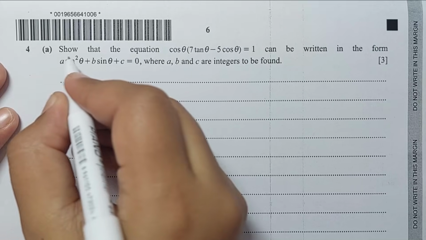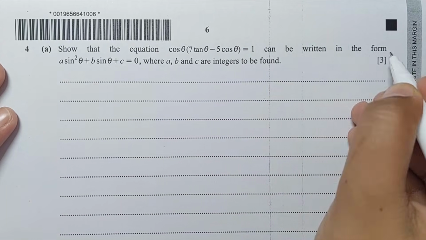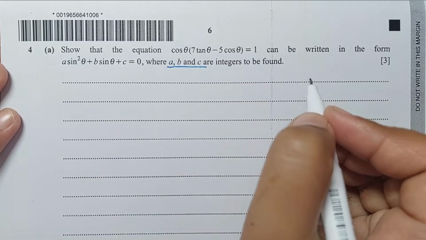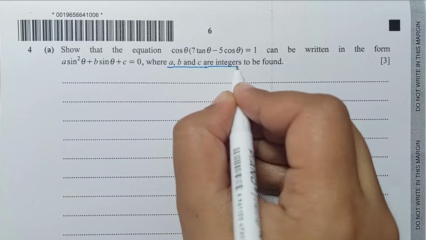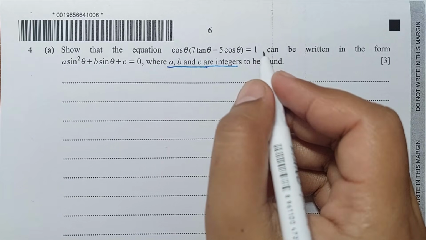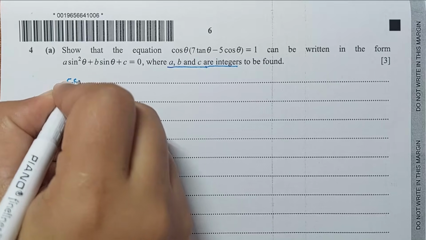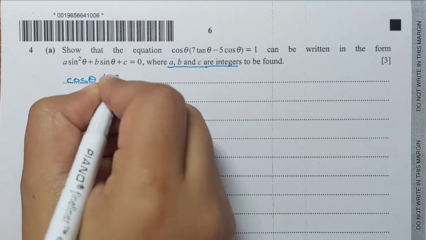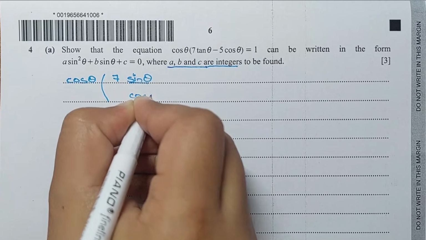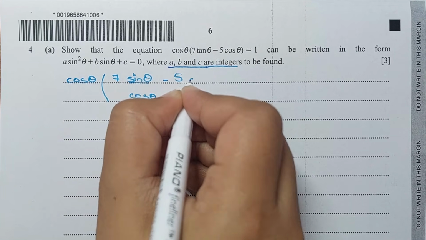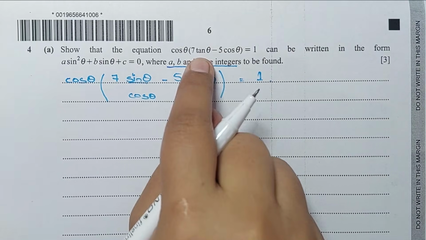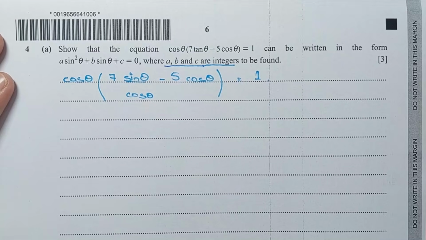Question number 4, part A, show that the equation can be written in the form where a, b, c are integers to be found. Okay. So this equation is in sine square, sine, and constant. So it is in sine basically, right? Okay. So we can say cos theta into 7 tangent, which is sine theta over cos theta, minus 5 cos theta equals to 1. I just opened the tangent, which is sine over cos. The rest of the terms stay the same.